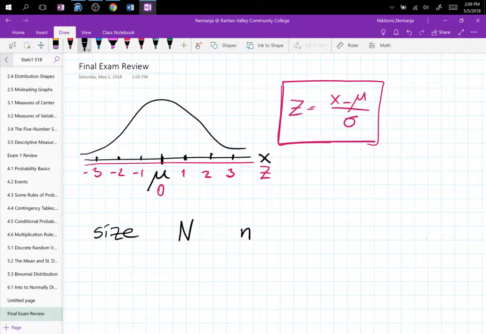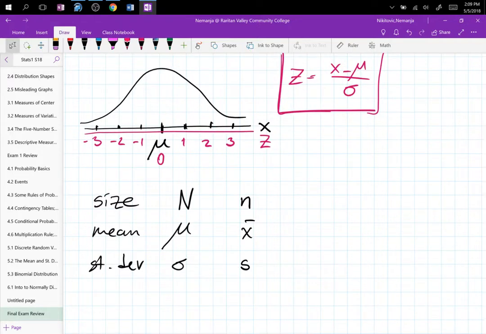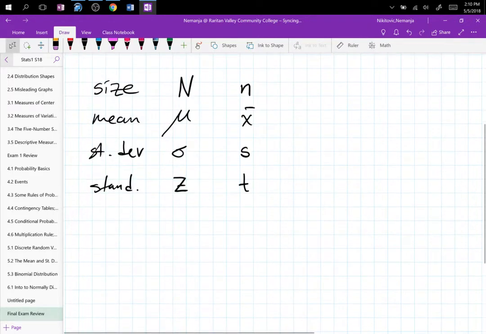Then you have the mean, and we use mu and x bar. And then standard deviation, we used sigma for population and s for sample. And through this, we had the z-scores associated with the population and the t-scores associated with the sample. So these are just the variables that we are using in this course.